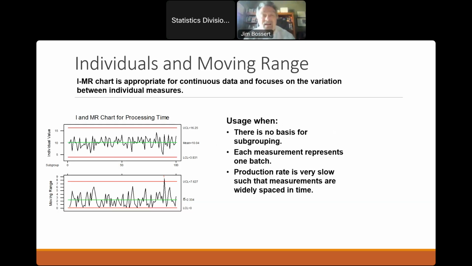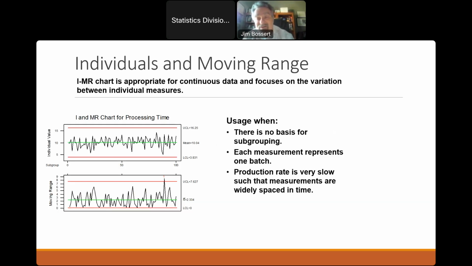Now, this is process time. There are no subgroups. Each measurement represents one batch of product. In this case, it's a batch of chemicals. And the assumption here is that the production rate is slow, so we can have measurements widely spaced in time. So that's what's going on with this particular one.